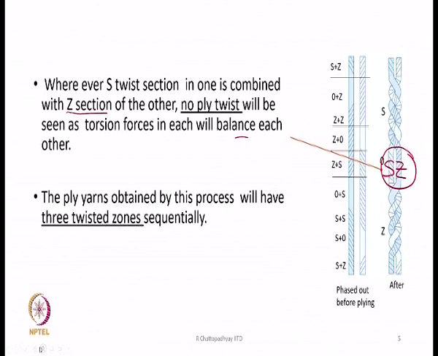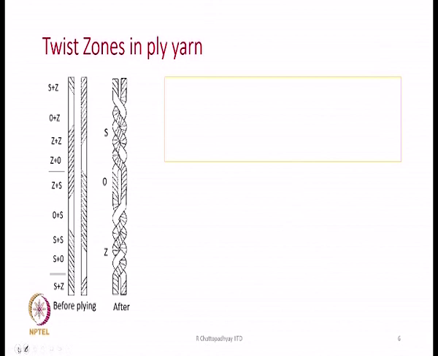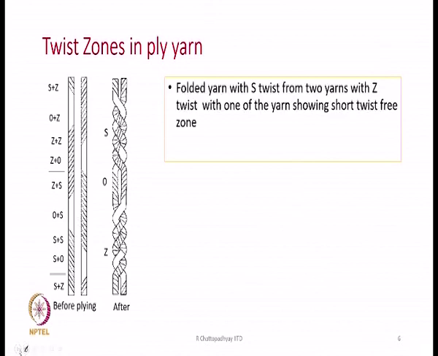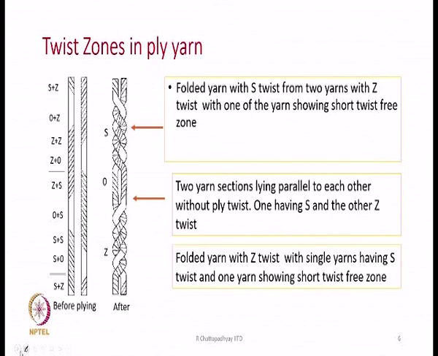The ply yarns obtained by this process will have therefore 3 twisted zones, and they are shown now. If we study the plied structure, we will find 3 different twisted zones. The first zone is this one, where folded yarn with S twist from 2 yarns with Z twist, with one of the yarns showing short twist free zones, something like this we will get.